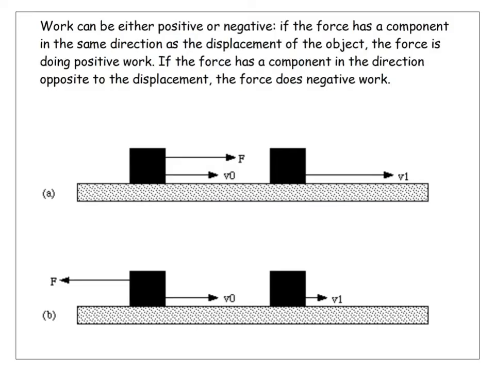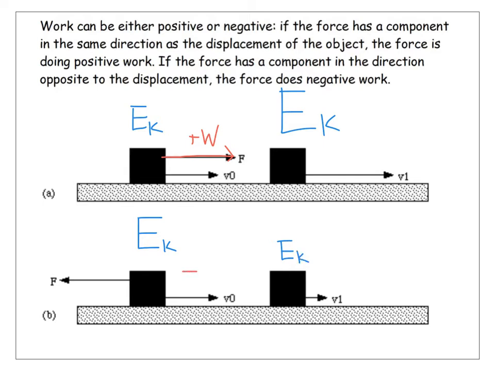Now, work can be positive or negative. So if I have a force in the same direction, here I have a certain amount of kinetic energy. At the end, I have a greater amount of kinetic energy. Now, if my energy is going up, this is positive work. One way we can identify that is the force is in the same direction as the movement of that object. In this bottom example, I have a certain amount of kinetic energy here, but then afterwards, I have less kinetic energy.